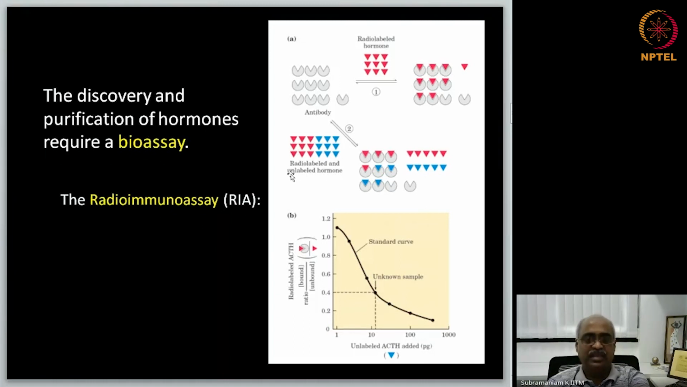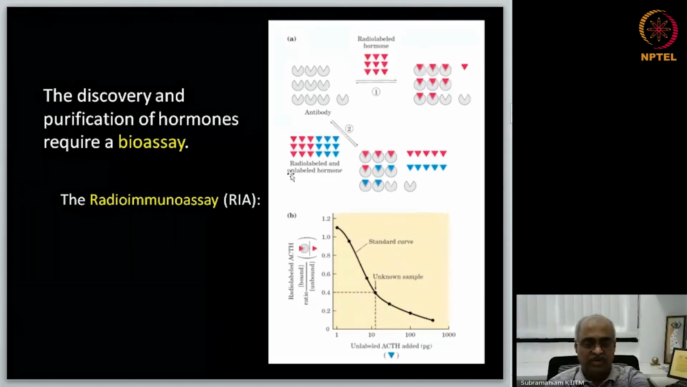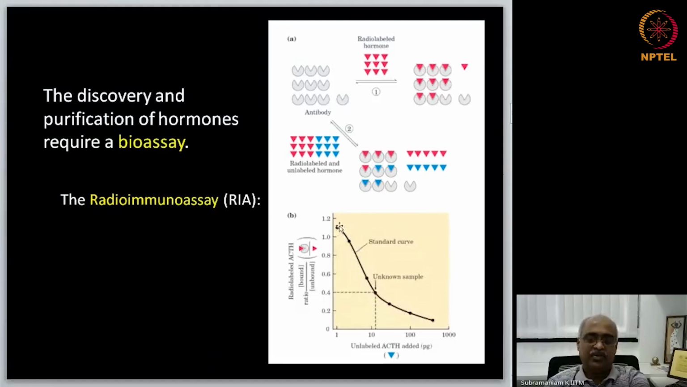Let us say initially you use known concentrations of pure unlabeled hormone. That will help you to plot a graph like this. Now you take another experimental setup where you have the same amount of antibody, same amount of radio-labeled hormone, and you add an unknown source of this hormone.